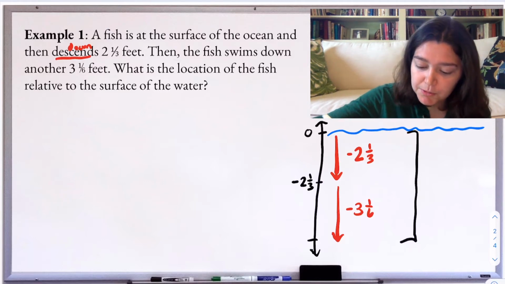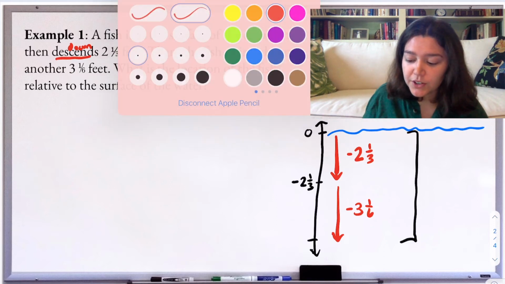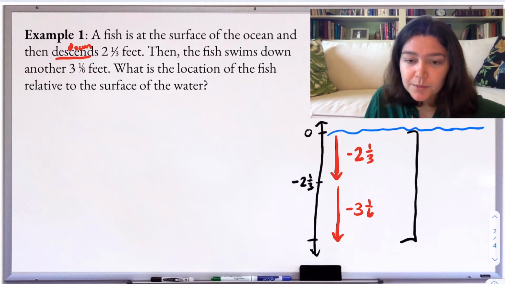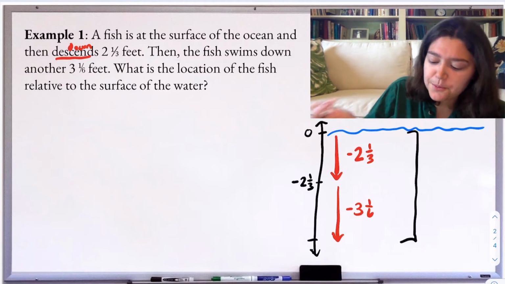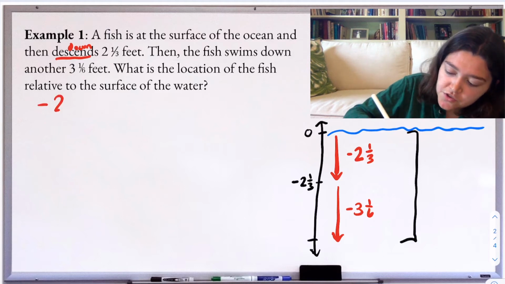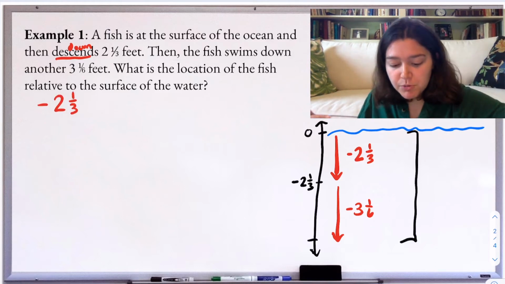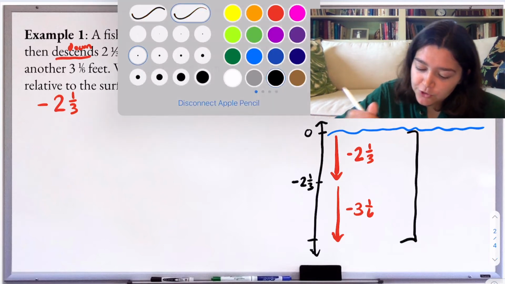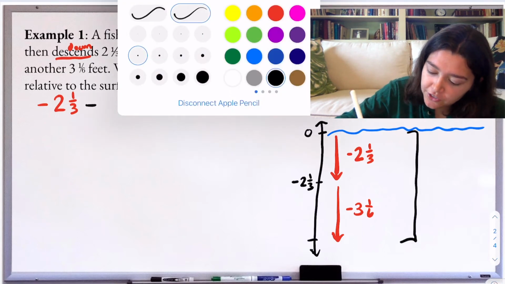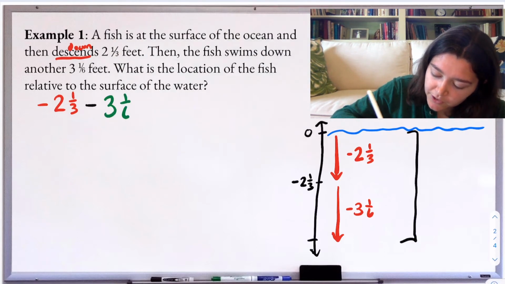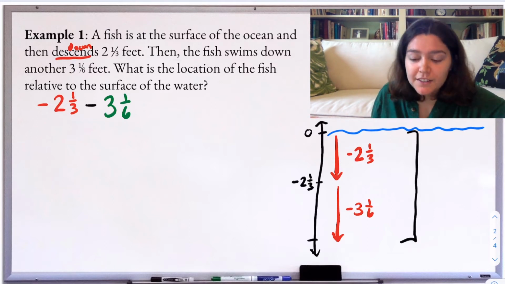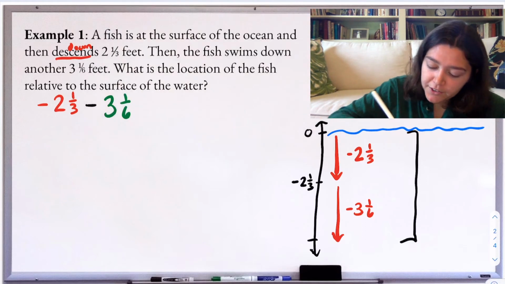So how can we represent this with numbers, with an equation? Well, there are two ways. We can represent this as an addition problem or as a subtraction problem. I'll start with subtraction. I have negative 2 1/3 feet. That's the fish's point after it's descended 2 1/3 feet. And then I'm going to subtract another 3 1/6 feet. So I'm going down 3 1/6 feet after that. So that would be represented as a subtraction problem, or I could represent it as the equivalent addition problem.